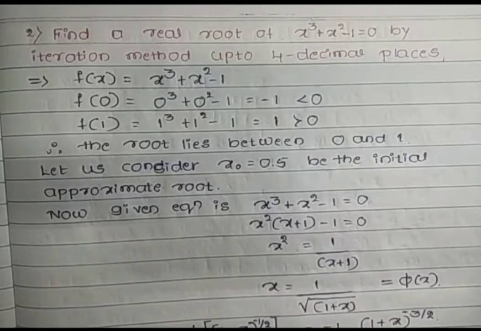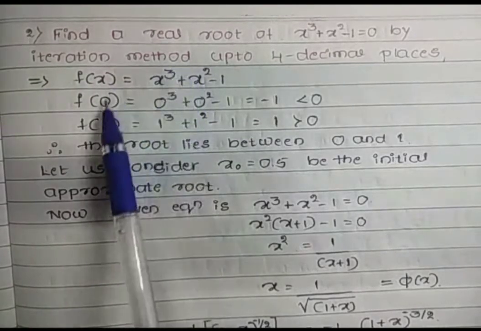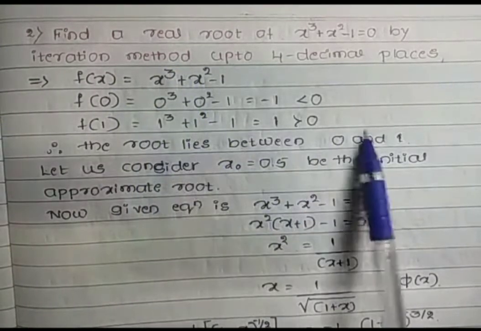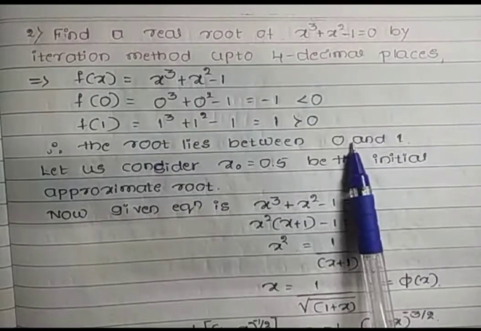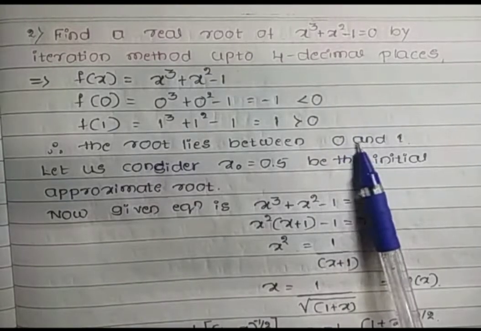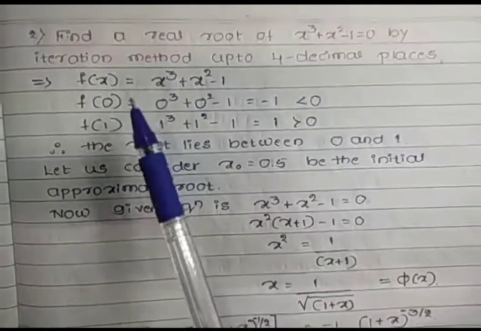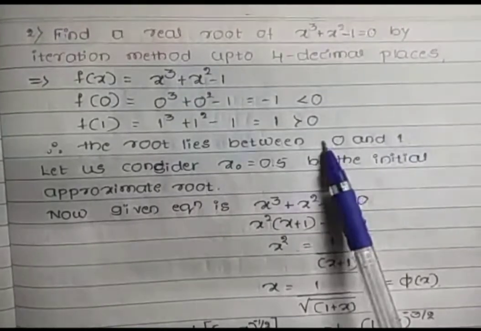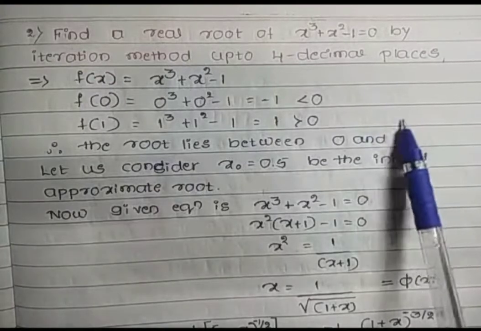Then next, the important thing is what to consider as the first approximation. See, in the iteration method working rule we have already discussed, after finding the root lies between two values, we need to select only one approximate root. In the earlier bisection method, secant method and regula falsi method, we used to consider a value and b value. But here in the iteration method, we are not considering any a or b. Only one initial approximation we have to consider.